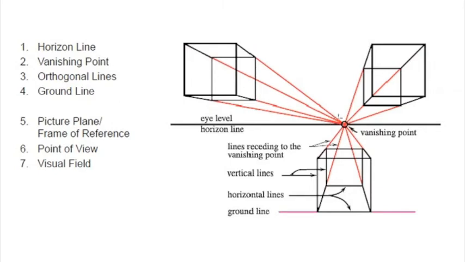You have vanishing points, that's where all your orthogonal lines will converge. All these red lines are the orthogonal lines, and they indicate the rate of diminishment of the various objects, and they all converge at eye level. The ground line is not the bottom edge of the picture plane. The ground line is the bottom edge of the object where it meets the ground closest to you. So back here, this would not be considered a ground line. The front face where it meets the ground, that's the ground line.